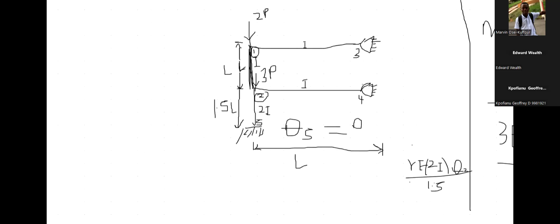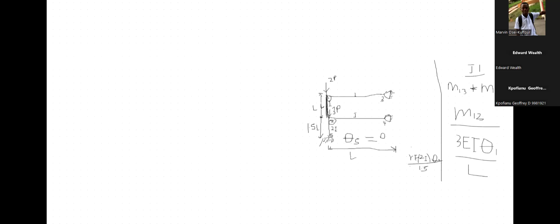So we put this over there. And you know 1.5 is just like 3/2. So you can reciprocate, and you have like 4 R E I theta 2 over 3. Do you get it?